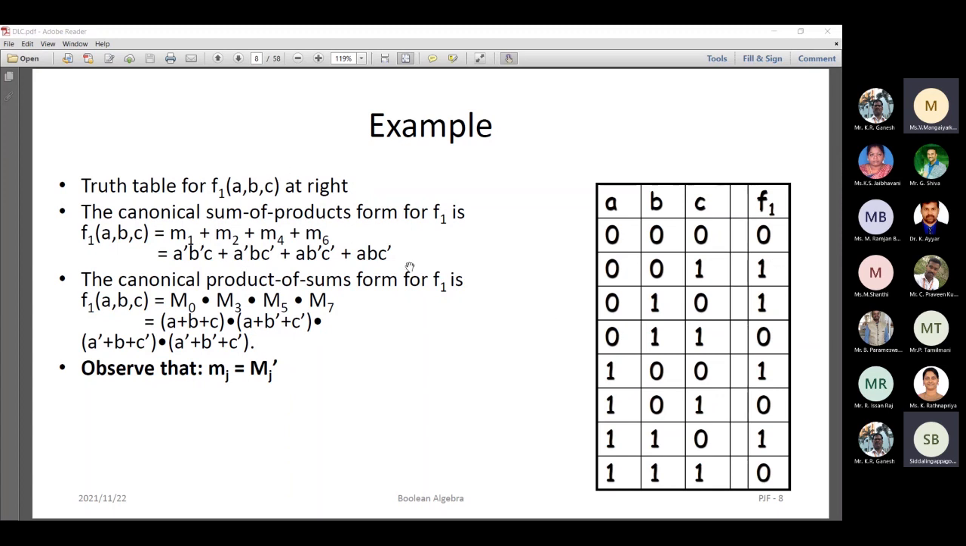So other than these m1, m2, m4, m6, whatever you are getting, m0, m3, m5, m7, these are called as max terms, right? So first you can write it as min terms, then once you write min terms, then you can write it as max term. Max term here is this one, considering a 0. So whichever output is 1 here, f1 equal to 1, those are considered as min terms here, right? So 0 we considered as a max term, right?